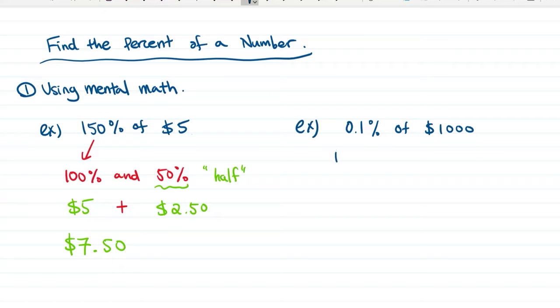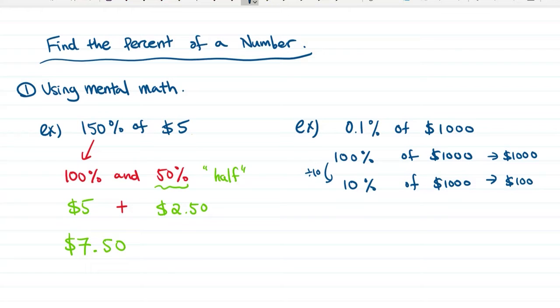So we're going to start with 100%, because 100% means the original value. So 100% of 1,000 is just $1,000. And we're going to keep dividing that by 10 until we get to 0.1. So that's our plan. So 100 divided by 10 is 10%. So 10% of 1,000 is $100. Okay, we're doing the same thing to the percent and the value. So we got the 100 divided by 10. And we're going to keep dividing for the next one.